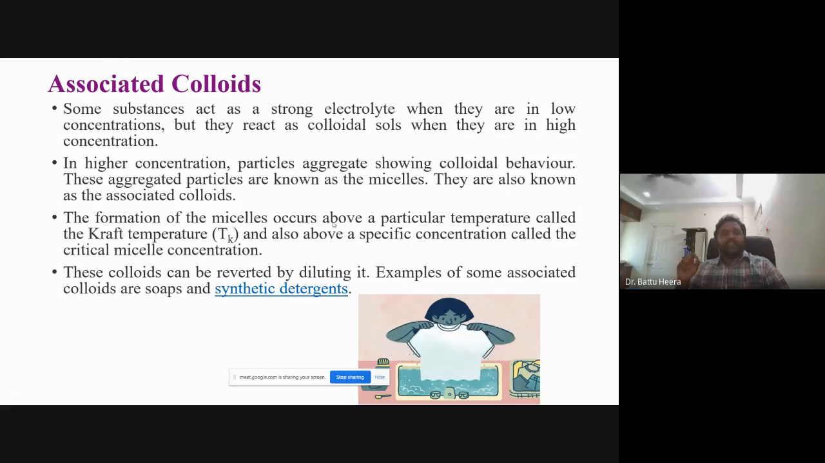Okay, these colloids can be reverted by diluting it. Examples of some associated colloids are soaps. For example, మనకి ఏదైనా మరక ఉందనుకోండి, మనం ఒక బట్టల మీద మరక పడింది, బట్టల మీద మరక పడినప్పుడు definitely you use detergent or soap. The detergent or soap is an associated colloid. It works on the principle of critical micelle concentration.